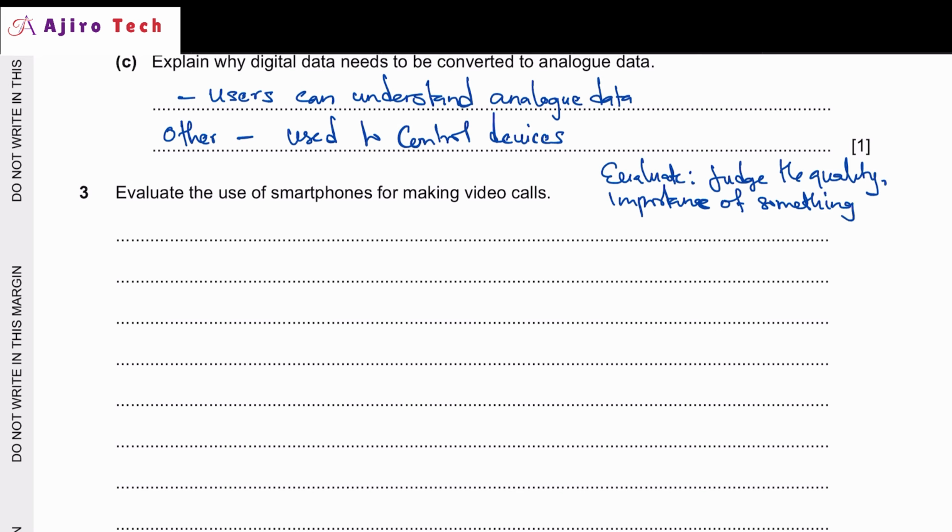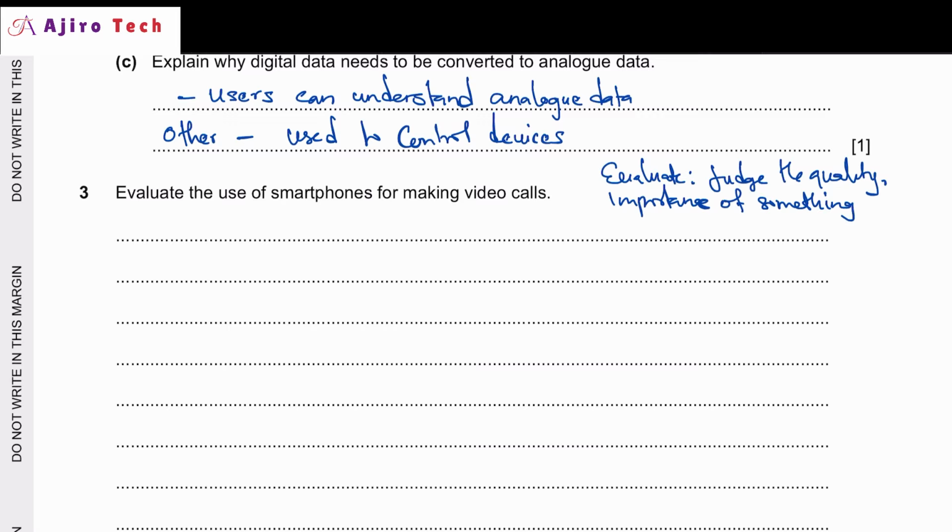If you want to judge the importance of anything, what do you have to do? You have to look at both the positive and both what? The negative. Are you with me? Both the positive and both what? The negative. So this is very important. So let's look at this.